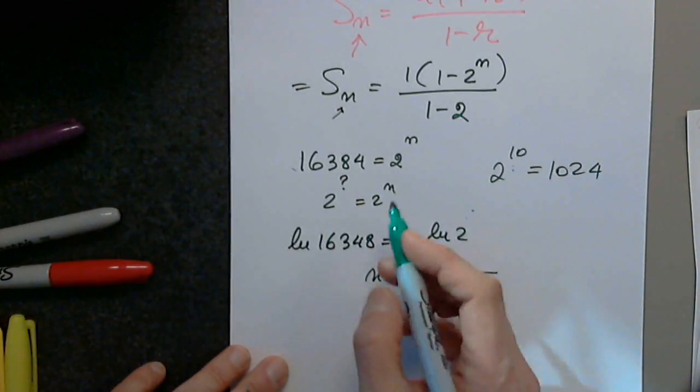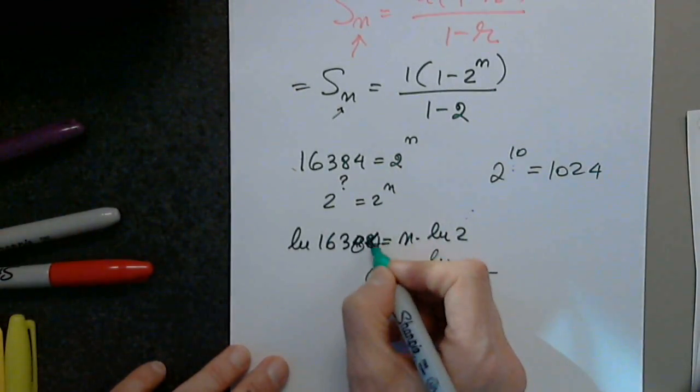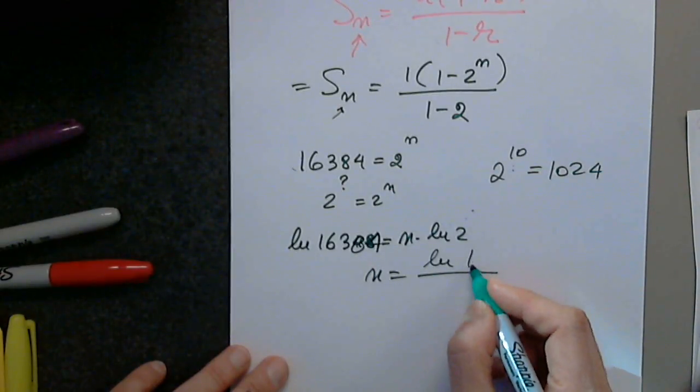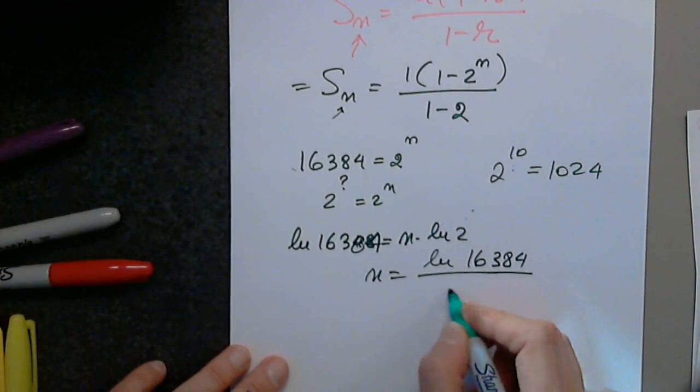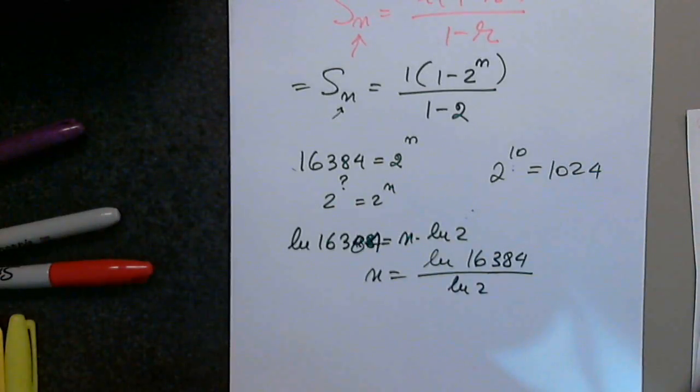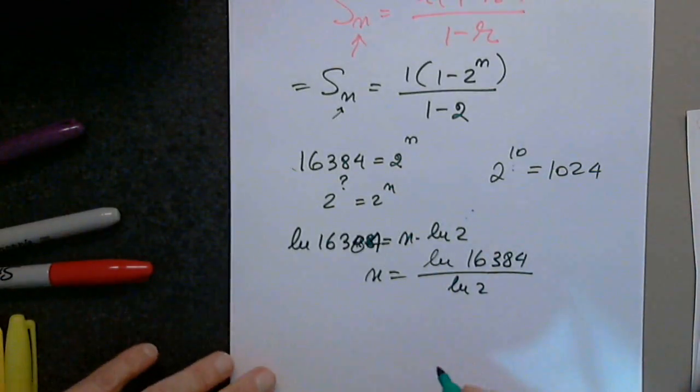16384. Oh my goodness. How did I do that? Thank you so much. 16384 divided by natural log 2. 14. How much? 14. Very good.